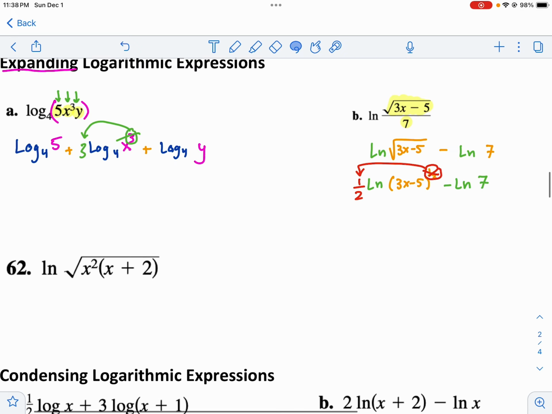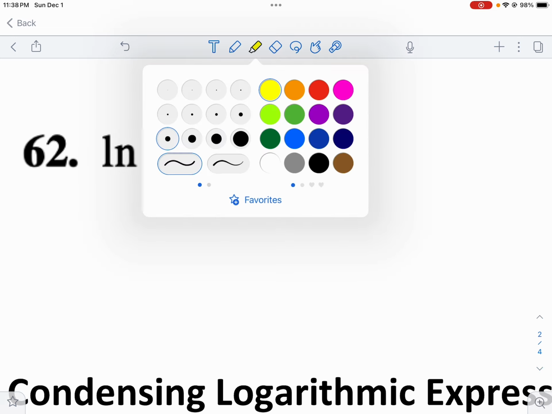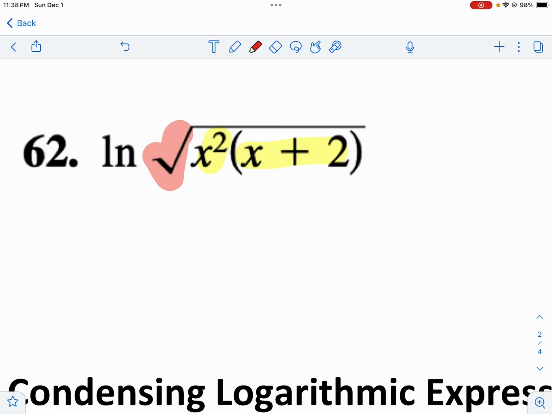And then lastly, this is a very similar problem to your homework problem. I have 1 piece here and I have 2 pieces here. And then I also have this radical that goes above everything. So there's a couple ways to do this.